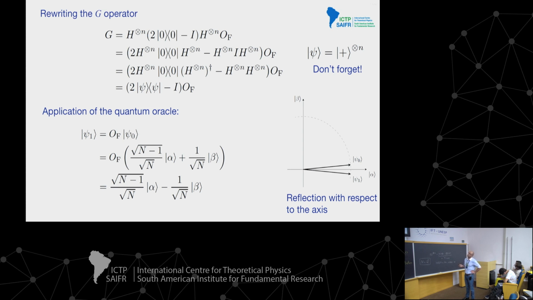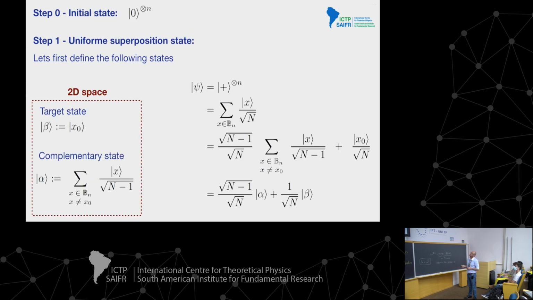Let's rewrite the Grover operator in the following way. This is the expression of the Grover operator, the original one. What I'm doing here is applying these unitary Hadamard gates on the state 0 and here on the state 0. Observe that the action of the Hadamard gates on the state 0 gives the tensor product of plus states, which is equal to our initial state. Our initial state is exactly this one, the tensor product of plus states.